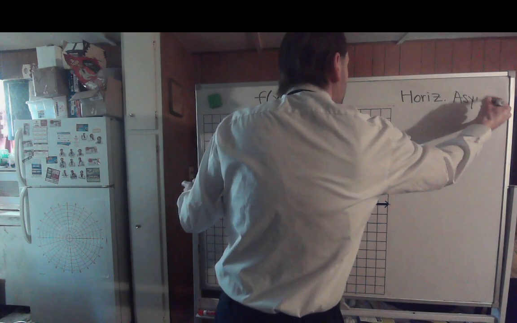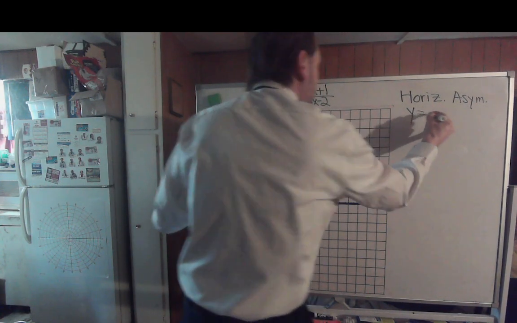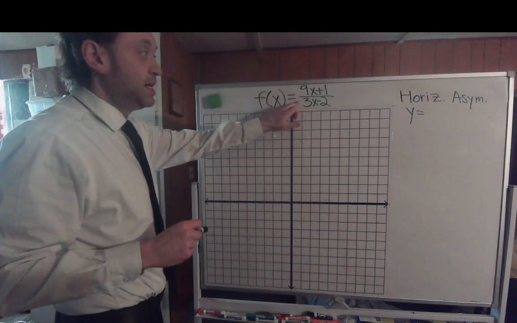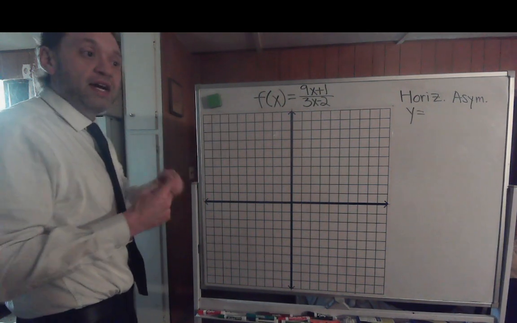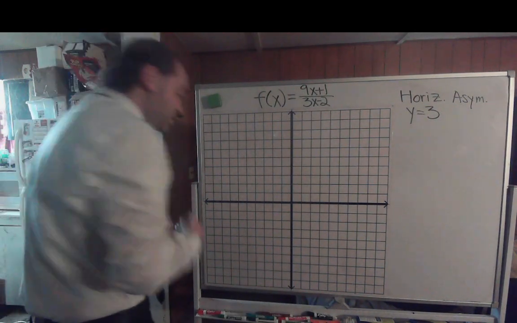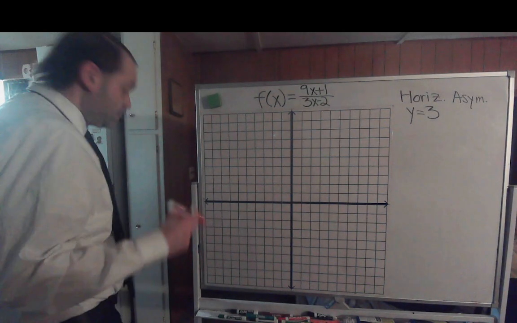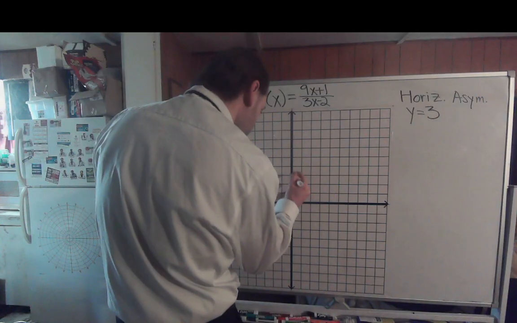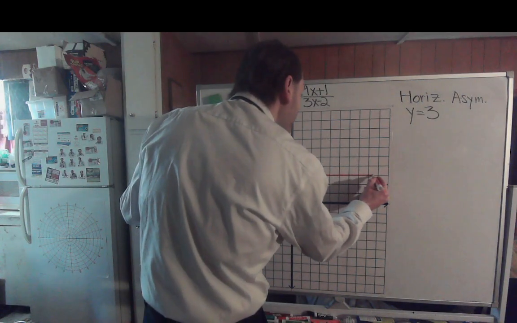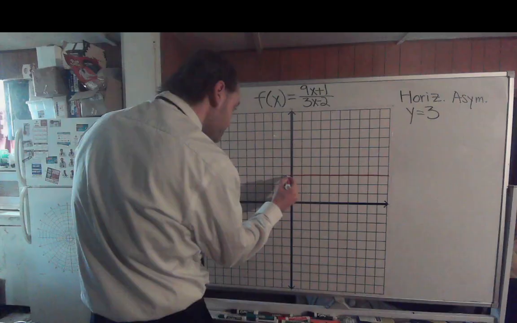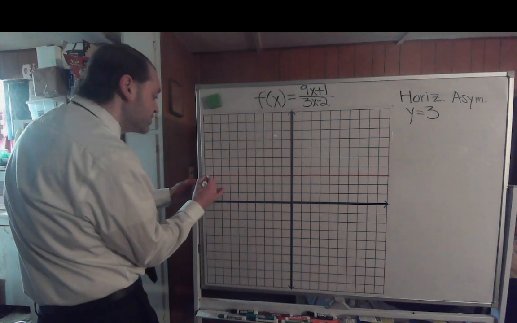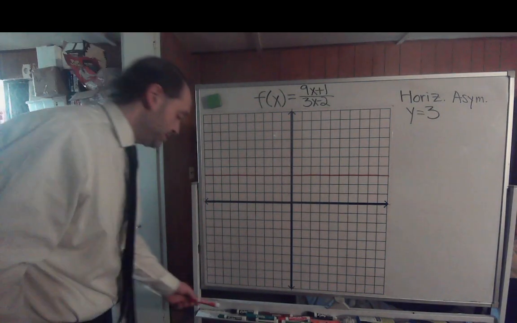So that, of course, is going to be y equals your leading coefficient of the numerator, which is 9, divided by your leading coefficient of the denominator, which is 3. 9 divided by 3 is 3. So you have a horizontal asymptote at y equals 3. That's going to shift everything upward to y equals 3. And that holds because the degree of the numerator equals the degree of the denominator.